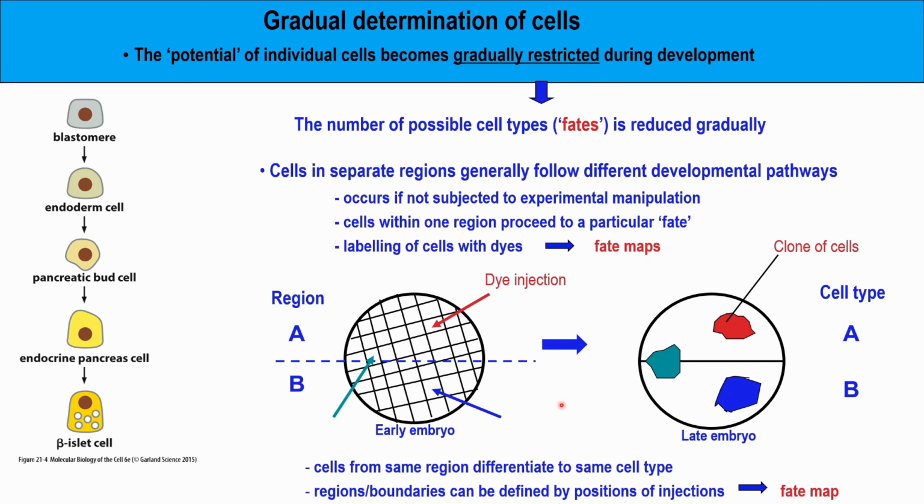And by performing these types of dye injection experiments numerous times and observing that when I inject here, it always ends up here, we could make theoretical boundaries in the early embryo, or regions that are defined by the positions of these injections, right? So we can build up a map where we know this will always be dorsal and this will always be ventral in the more developed embryo.